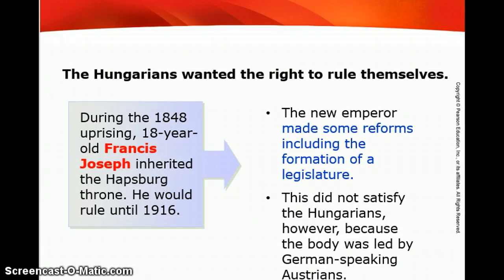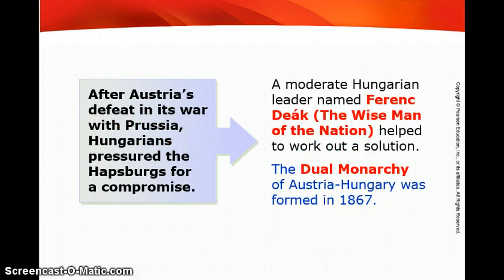Francis Joseph will become the emperor of the Austrian Empire in the year 1848. He is 18 years old. He will rule until 1916. He will be the longest ruling emperor of the Habsburgs. The new emperor made some reforms, including the formation of a legislature, but honestly, this isn't going to work. You guys remember 1849, everything is dissolved.